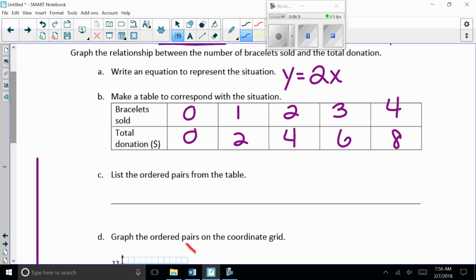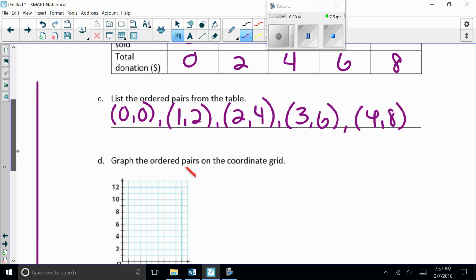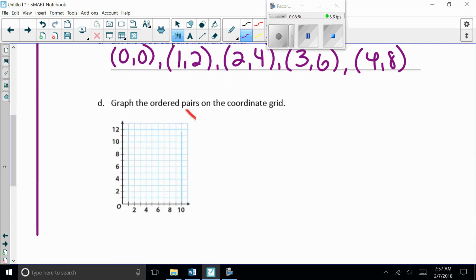If we look over here, we're going to list the ordered pairs, just like we did on the previous page. I'm going to put them in parentheses, in the order that they show up: (0, 0), (1, 2), (2, 4), (3, 6), and (4, 8). Now I'm going to graph these ordered pairs. (0, 0) is going to be 1 point, right here at the origin. And then (1, 2), (2, 4), (3, 6), and (4, 8).